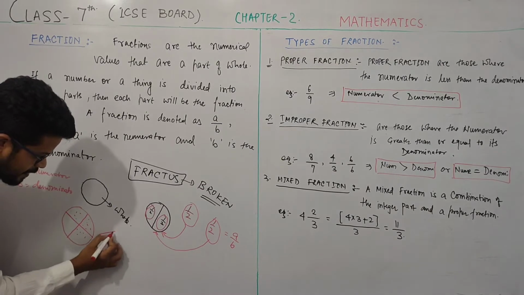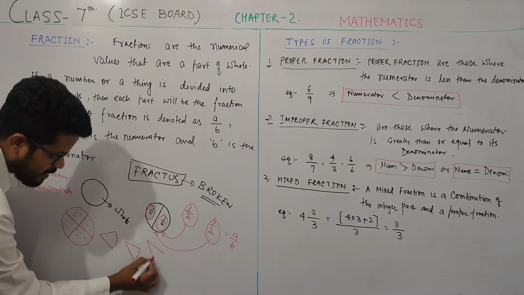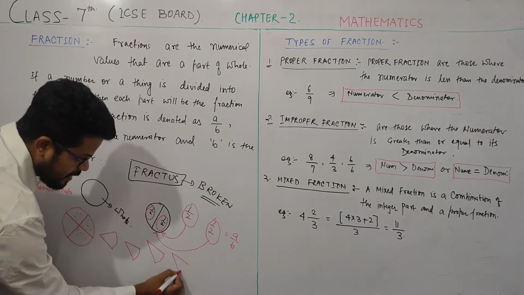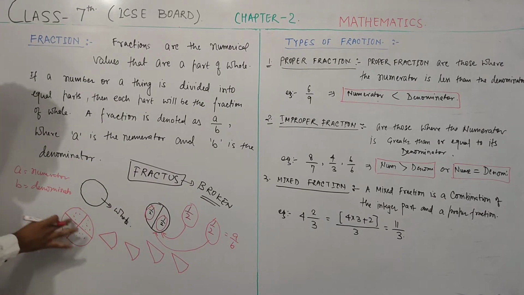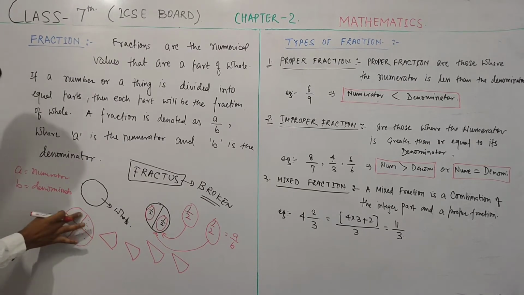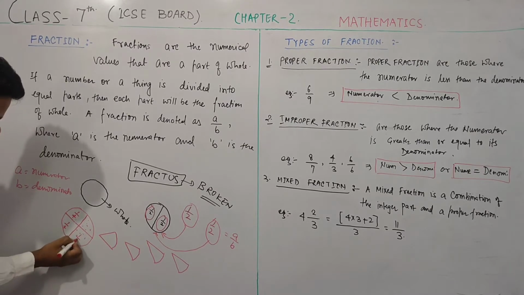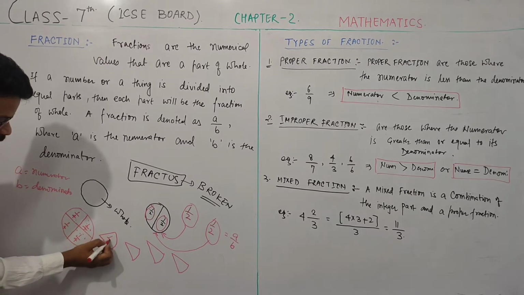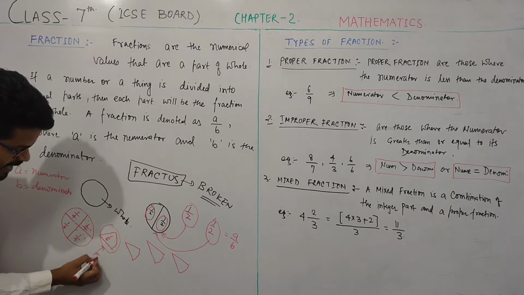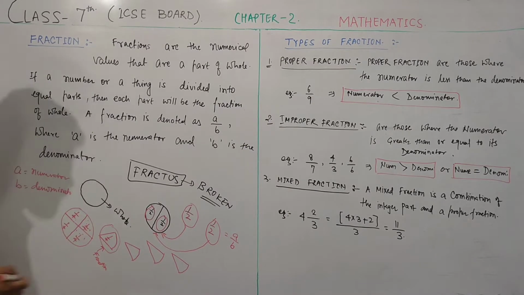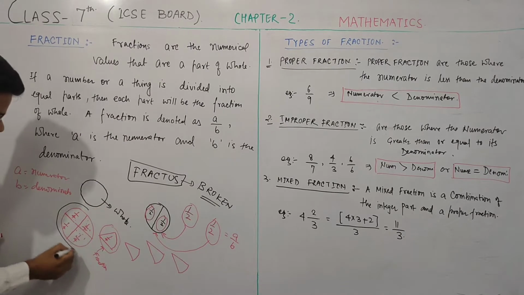So this is one part, this is another part, another part, and another part. All are slices of the pizza, and I divided it into 4 equal parts. So this is 1 by 4, this is 1 by 4, this is 1 by 4, this is 1 by 4. All these parts are fractions. Fraction of which? Fraction of this whole pizza.